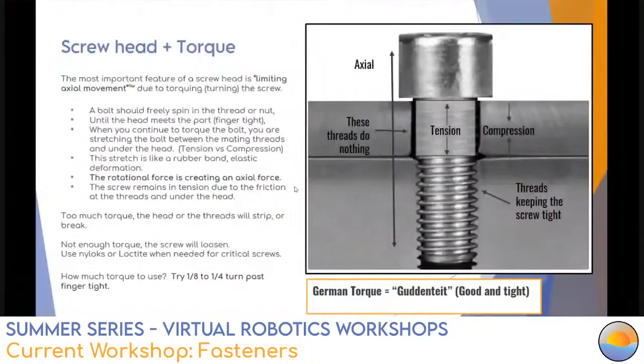I'm going to gloss through this slide really quick. There's a lot of good engineering in here, but I think it's just a little bit out of the scope of this discussion. What I really want to stress here is that you don't want to torque it too much, and you don't want to torque it too little, or else it'll just fall out. So how much do you really torque it to? Just give it a feel. It's very much a feel between a 1/8 to a quarter inch turn, past finger tight. I've always called it German torque. It's good and tight, and you kind of get a feel for it as you keep going.